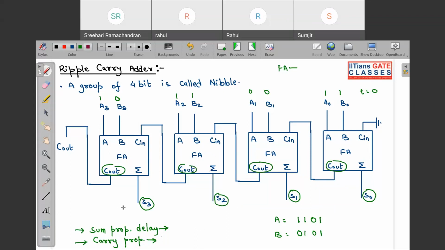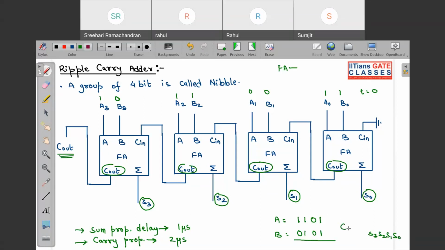Okay, this is known as carry propagation delay. Now in our example, let us take sum propagation delay as 1 microsecond and carry propagation delay as 2 microsecond, and let us see when we get the final output. So what is the final output over here? The final output will be S3, S2, S1, S0 along with this C out.